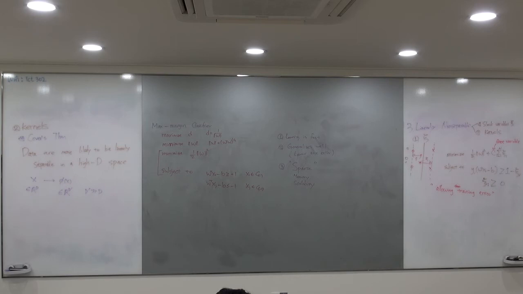So why don't we? Our SVM, our maximum margin classifier, is not separating the data. So why don't we project our data into high-dimensional space, then find a separating hyperplane there? So that's a pretty viable strategy, and that's what we are going to do right now.